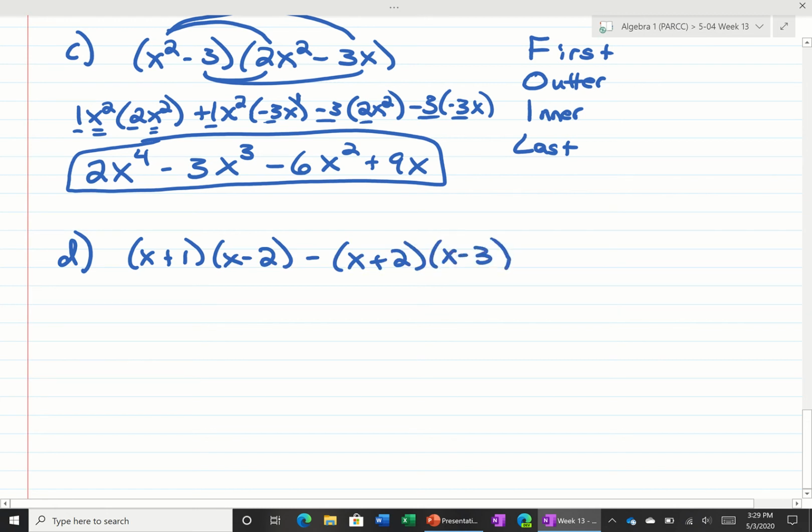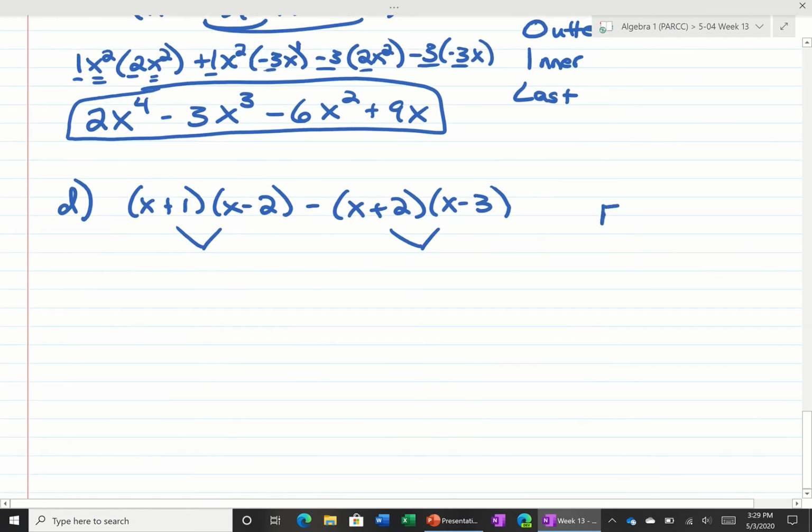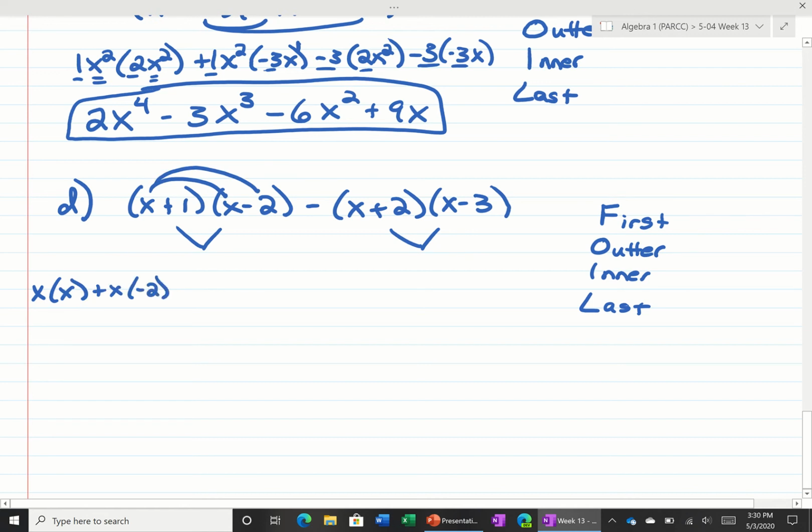What we want to do is break it up into smaller segments. So let's FOIL these. We'll FOIL these, and then we'll move on to our next step. So remember, with FOIL, we multiply the first terms, the outer terms, the inner terms, and the last terms. So the first terms here would be x times x. The outer terms would be x times negative 2. Then we have 1 times x. Then we have 1 times negative 2.